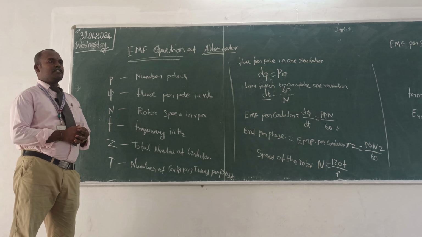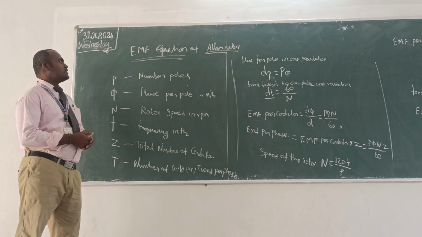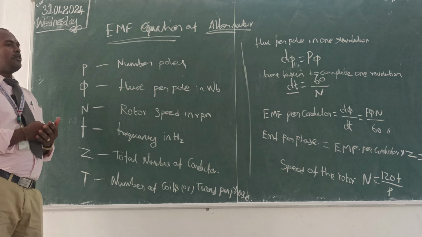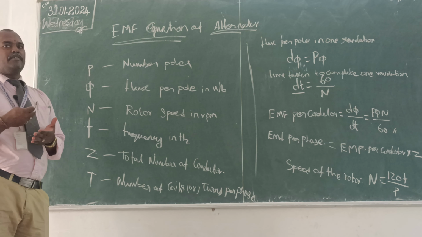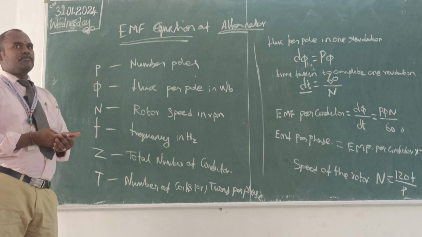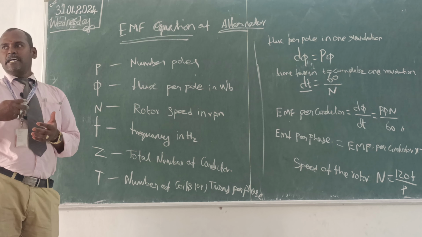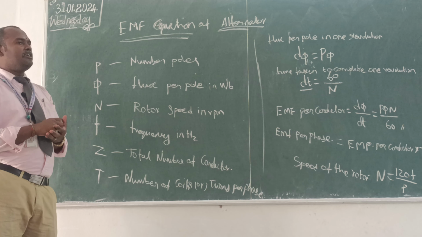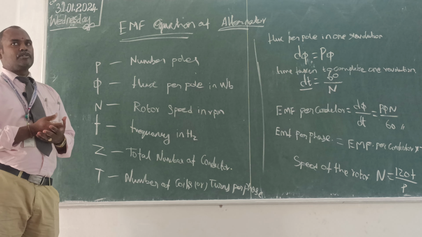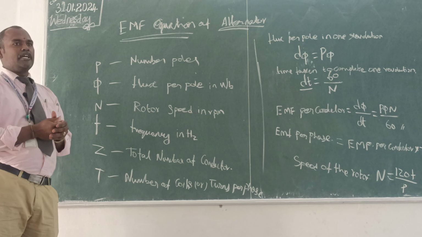About the EMF equation of a three-phase alternator or synchronous generator. Normally, for the EMF equation, we give mechanical energy as input to the generator rotor shaft, through drive pulley systems or a turbine connected directly. Whatever mechanical input you give, the rotor has a winding and the stator also has a winding: the armature winding and the field winding.